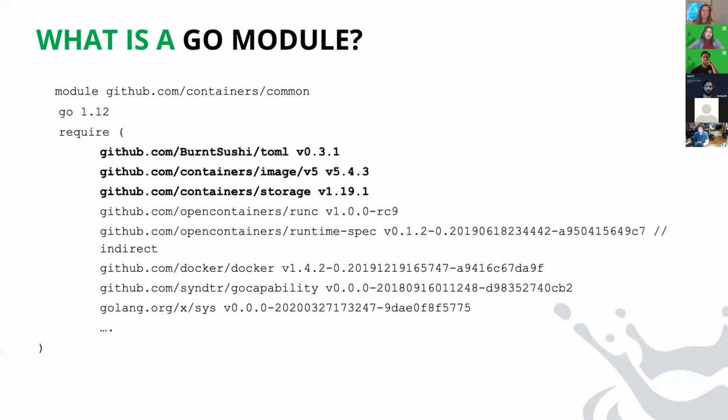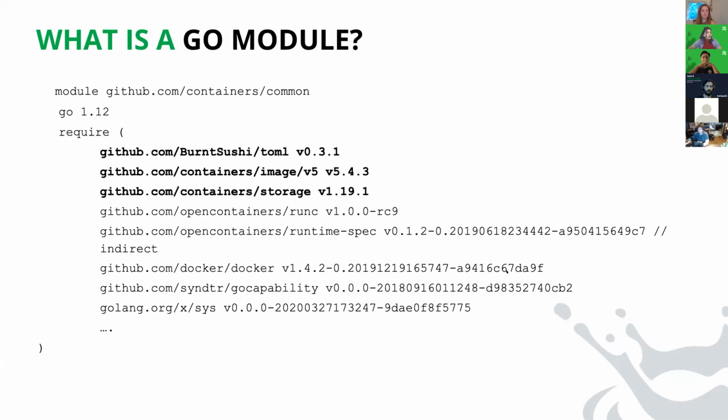Since we are talking about Go modules, what is actually a Go module? A Go module is a list of Go packages which are stored in a file tree, which has a go.mod file at the root of its directory. This is an example of a go.mod file that I have taken from one of the modules, the containers common module. This is not the full go.mod file, as it has a lot of dependencies, so I've just cut it down to fit on the screen.